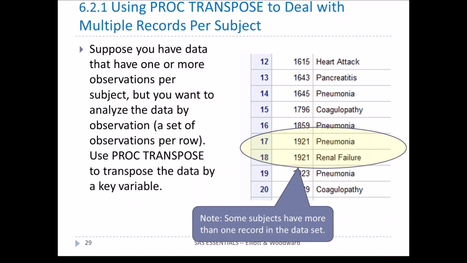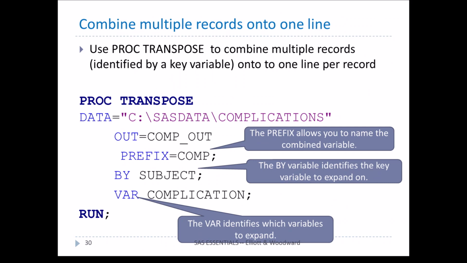So how do we do that? Well, PROC TRANSPOSE gives us a way. So let's look at this code here. We can use PROC TRANSPOSE to combine multiple records identified by a key variable onto one line per record. So this is how it's done.